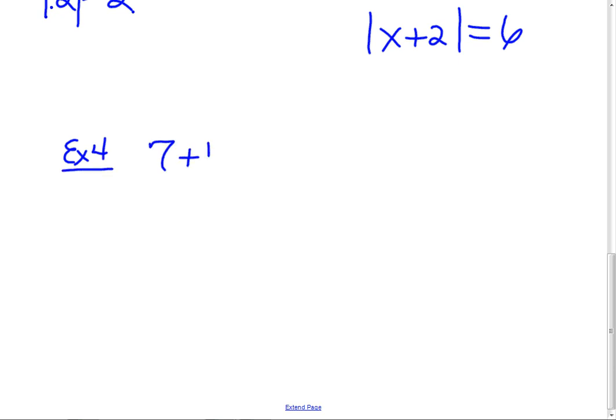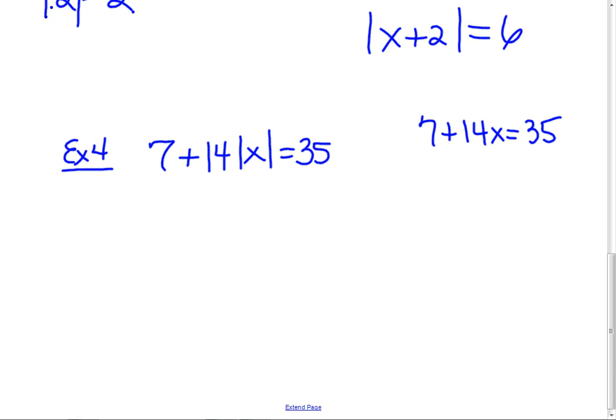7 plus 14 times the absolute value of x equals 35. Here's your hint. This looks like this: 7 plus 14|x| equals 35. What would you do to both sides there?